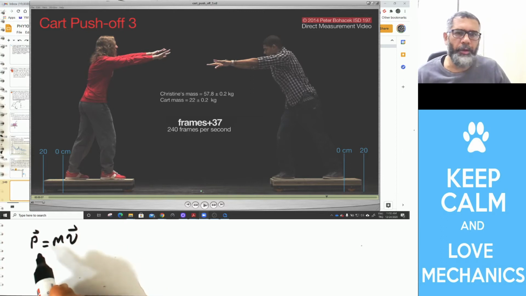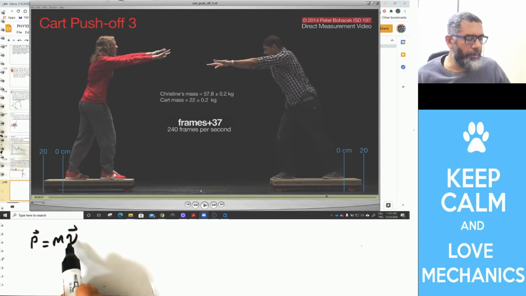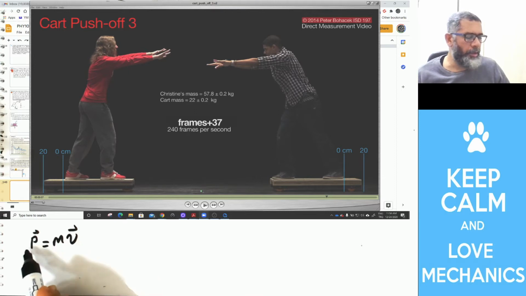So momentum is a vector after all. Okay, momentum is a vector. The momentum of a solid object which has some mass m, and some velocity, is just the multiplication of mass with its velocity, and this is called momentum.